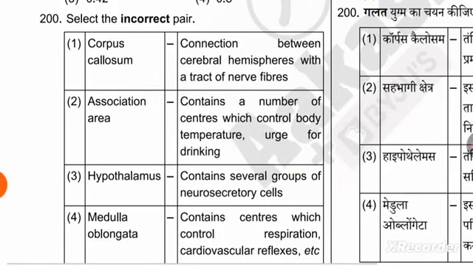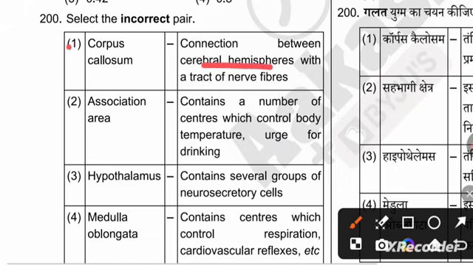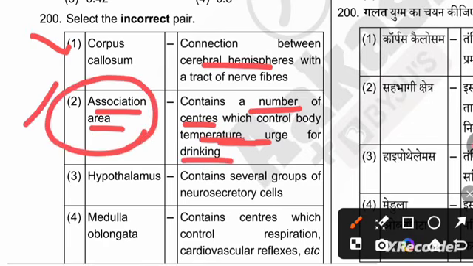Select the incorrect pair. Here, the incorrect pair. Corpus callosum, connection between cerebral hemispheres, right one. Association area contains a number of centers which control body temperature, urge for drinking. Temperature is controlled by the hypothalamus, not by the association area. Hypothalamus contains several groups of neurosecretory cells, correct. Medulla oblongata contains centers which control respiration and cardiovascular activity. This is also the right one. So option 2 is the wrong answer for this question.